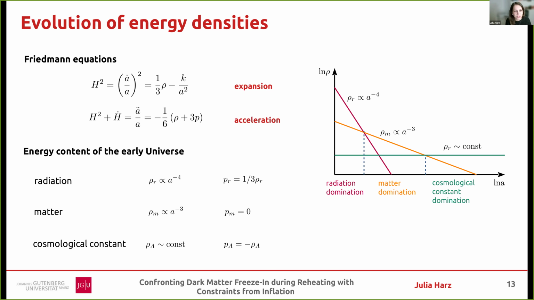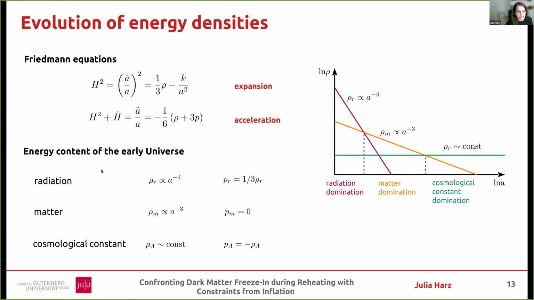So here a small recap of the evolution of energy densities in a nutshell. As you all remember, we have here the Friedmann equations. In the first one, we have the dependence on the curvature and the energy density. If this is non-zero, we have some expansion. On the other hand, we have the second Friedmann equation that depends on the second derivative of the scale parameter. And also, if this is non-zero, we have some accelerated expansion. And you see now, of course, already depending on the energy content we have in the early universe, the evolution changes.